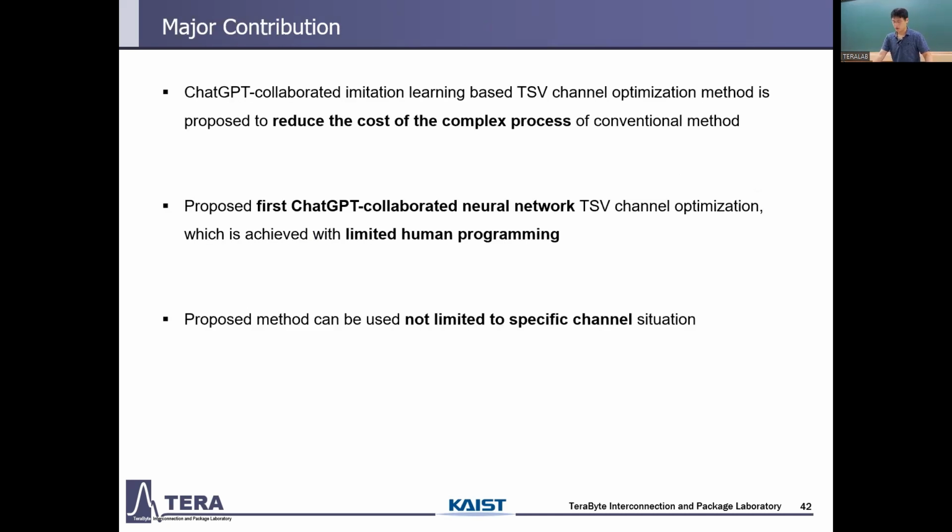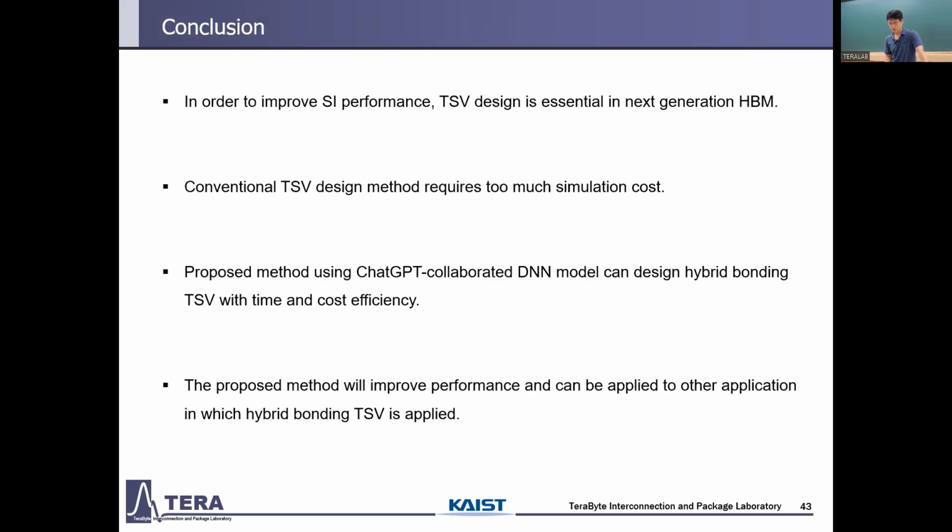My major contribution is that a ChatGPT-collaborated imitation learning method, a TSV channel optimization method, is proposed to reduce the cost of the complex process of the conventional design method, and it is the first ChatGPT-collaborated neural network TSV channel optimization, achieved with limited human programming. Also, this proposed method is not limited to a specific channel situation, which is good for general purposes.